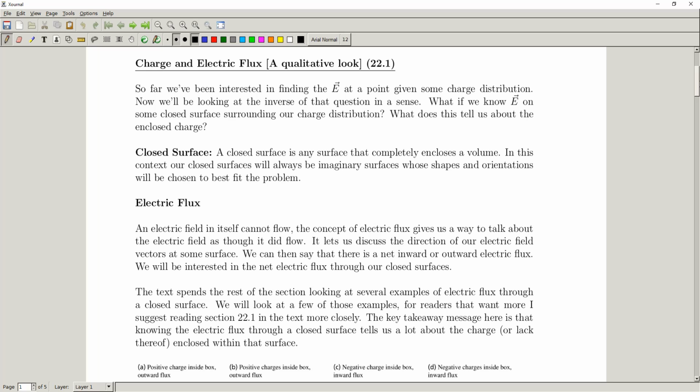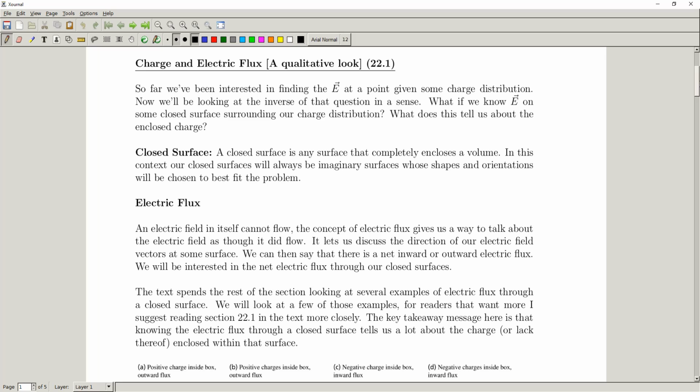Okay, so there's a couple of topics we need to go over. First off, we need to know what a closed surface is. Formally, a closed surface is any surface that completely encloses a volume, right? So we can think of almost any 3D shape that you can draw will enclose some sort of volume, and it can be used as a closed surface.